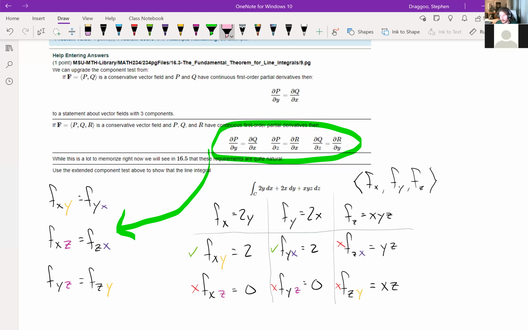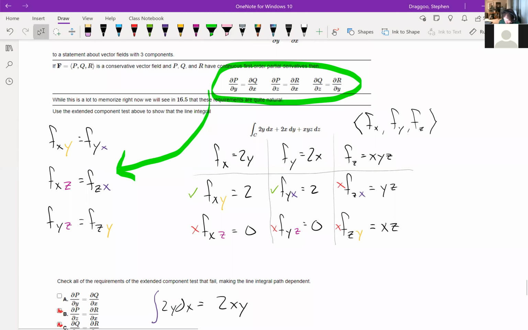I just created a table here where I'm looking at all of my partial derivative terms. And I see that if I compare these two guys, which are both terms that have derivatives of x and y in them, I get 2 in both cases, which means that that first set looks good.